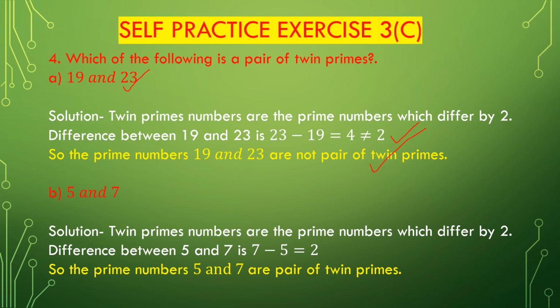Second, part B, 5 and 7. Here the difference between these two prime numbers 5 and 7 is 2. So these two numbers 5 and 7 are a pair of twin primes. So if the difference between two prime numbers is 2, then those two prime numbers are twin primes.